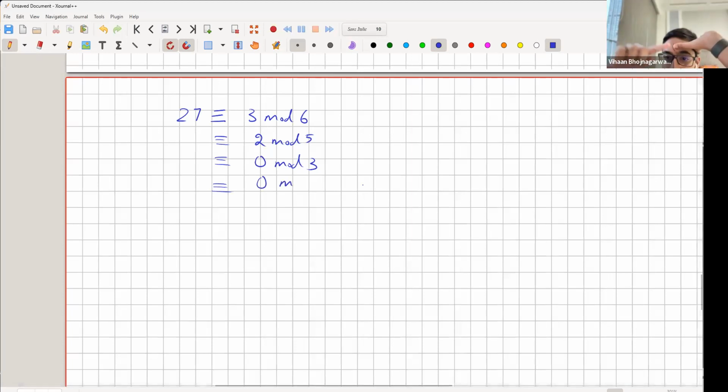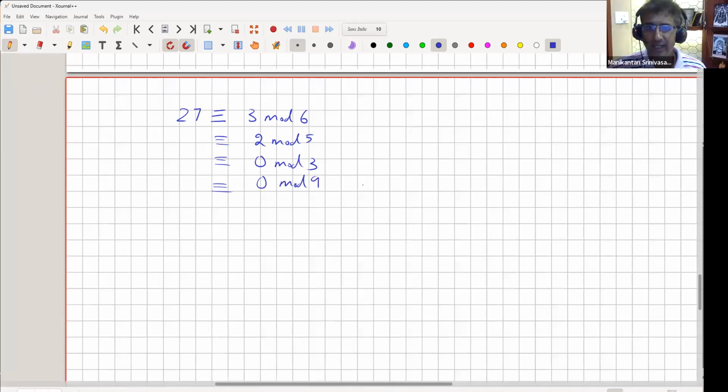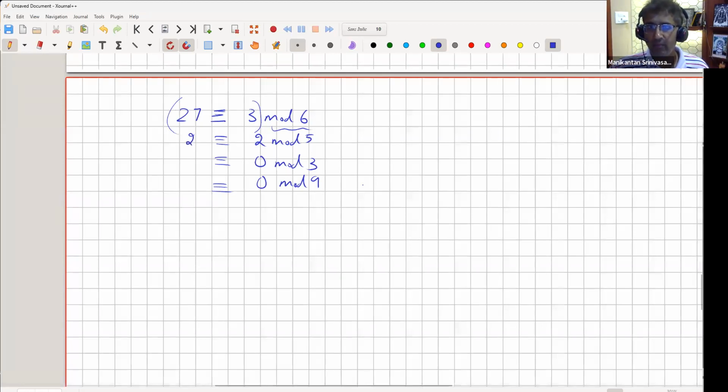So what do the 3 dashes mean? It's equivalent to. It's not equal to, but people put equivalent to, but it doesn't matter. You can put equals also, that's fine. Effectively, same thing. We're talking about 27 being equivalent to 3 when you're dividing by 6 in terms of the remainder. Both leave a remainder of 3. That's what it means.